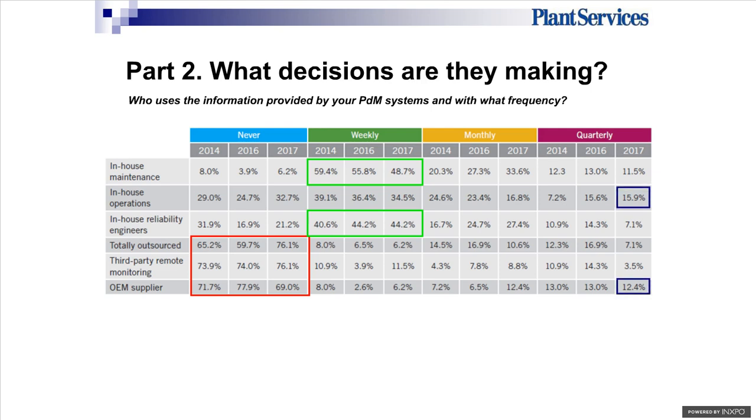If you look in the far right column, this year's results, 2017, who sees the results most often on a quarterly basis? It's not the in-house maintenance, it's not the in-house reliability engineer, since they see it weekly. It's the in-house operations team, which a generous number of people see it weekly and monthly too, and also the OEM supplier, which again, I can't say this is completely surprising given how many OEM embedded sensors there are in equipment, but it is interesting to note that in the end, when you get past weekly and monthly data sharing, the quarterly data sharing actually goes more often through different teams.